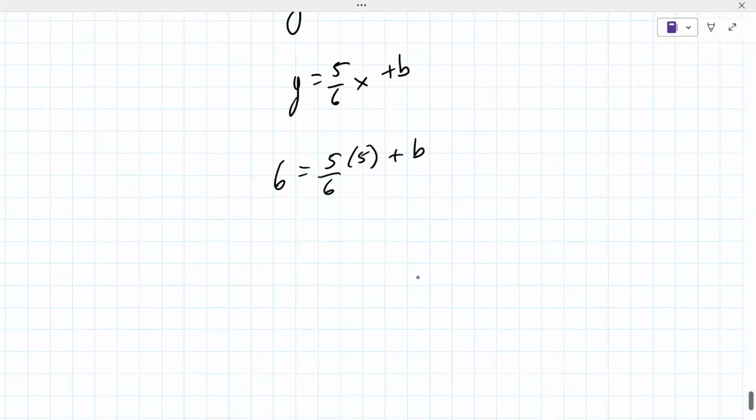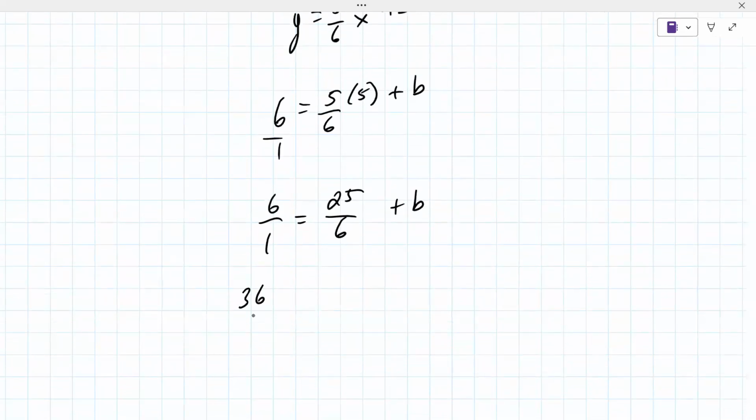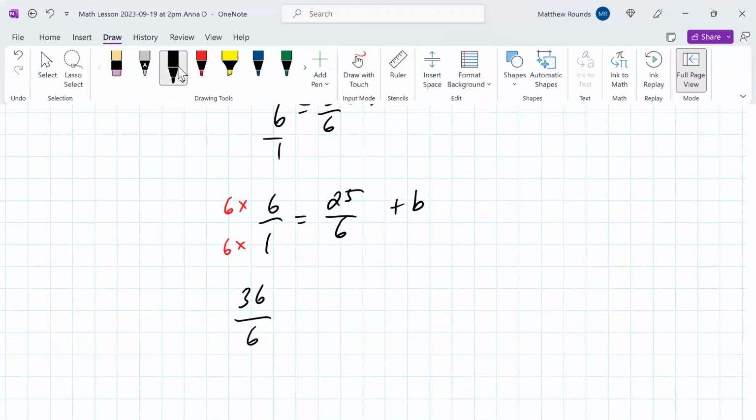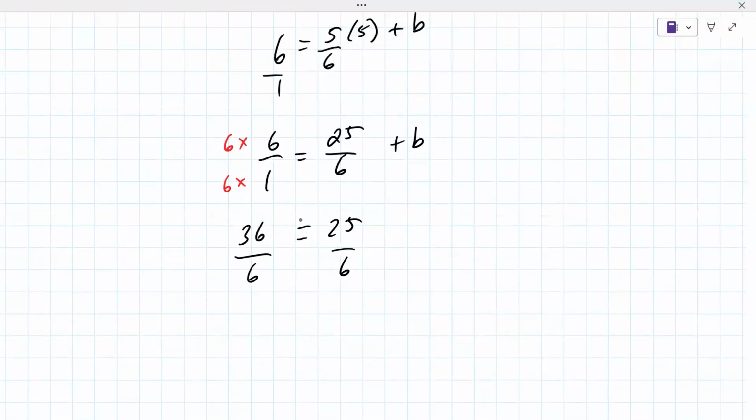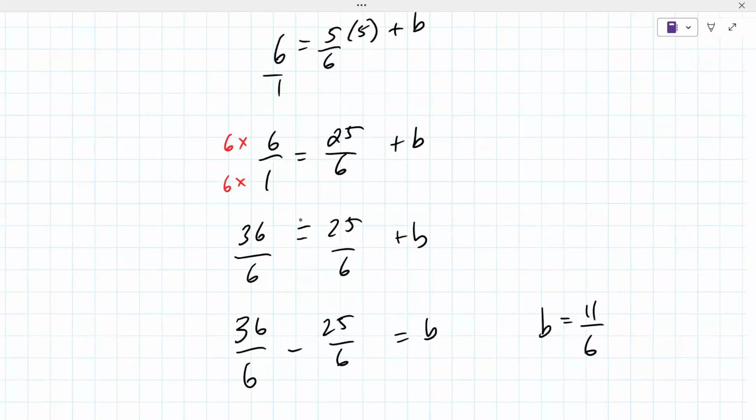So this is 6 over 1 equals 25 over 6 plus b. The fraction on the left can be changed to 36 over 6 if you multiply the top and the bottom by 6. The reason you do that is because you want to subtract the 25 over 6 to the other side, or you let your calculator do that. What am I thinking? You're going to have a calculator. That's silly. Equals b. So b is 11 over 6.